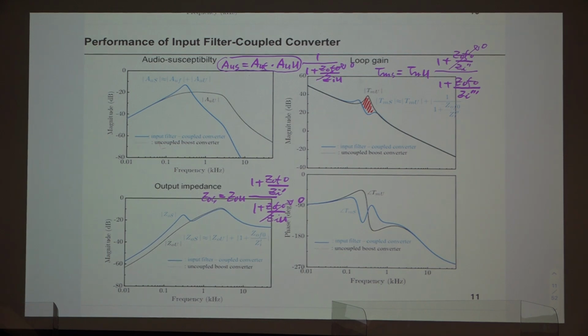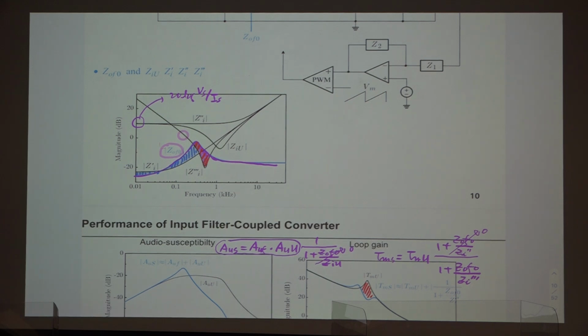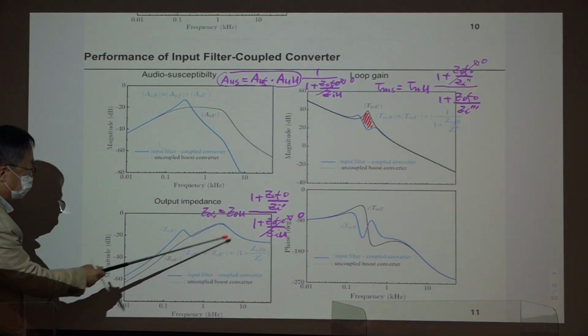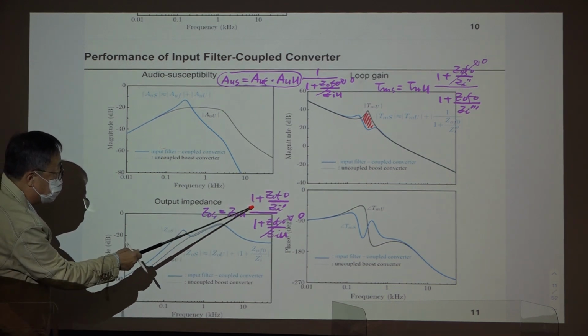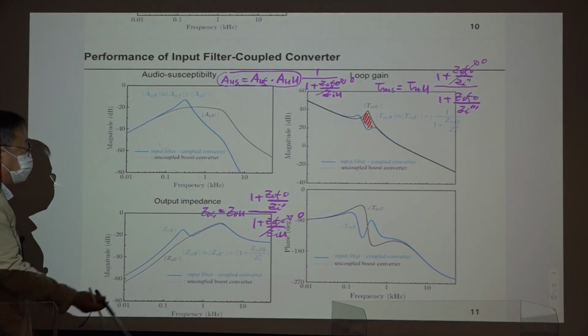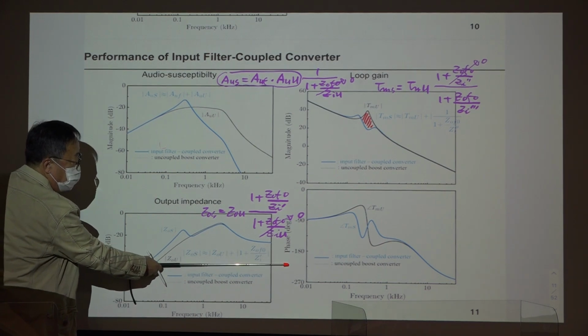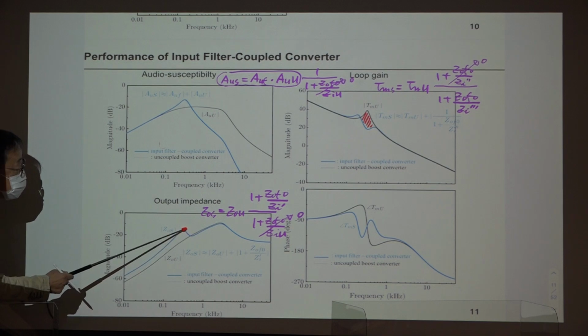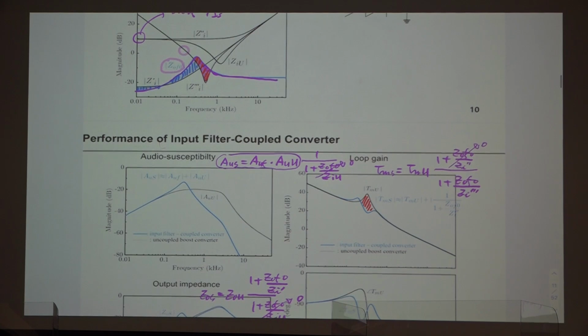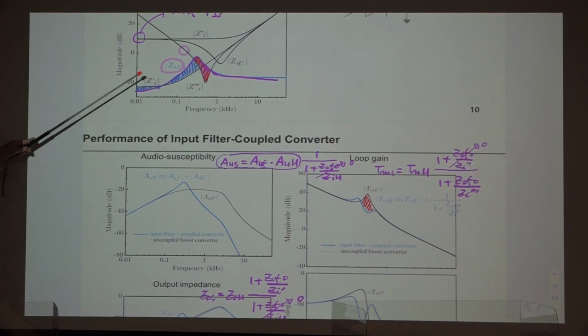Okay? Because of these characteristics, comparing the magnitude, the denominator can be ignored, but this numerator remains effective. Then this is okay, just ignore this. And this is the multiplication in linear scale, which is addition in the log scale, dB scale. So you have some boost here. Output impedance will be boosted at this region, okay, this region.